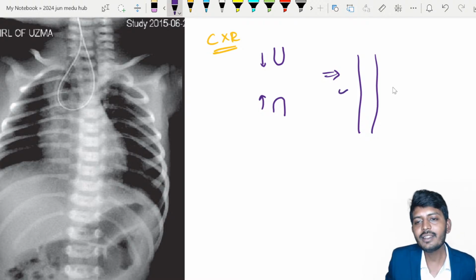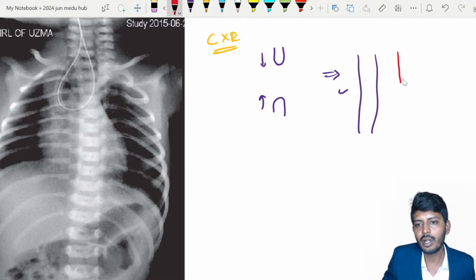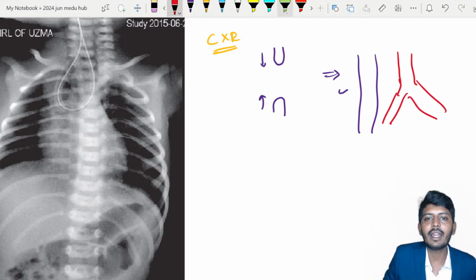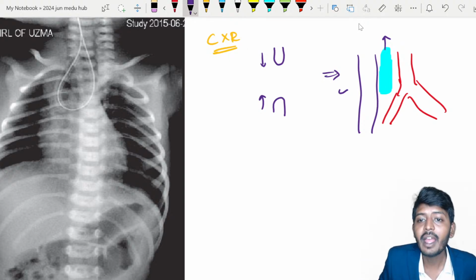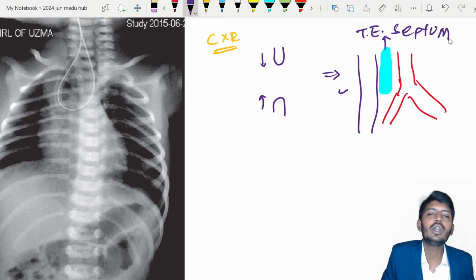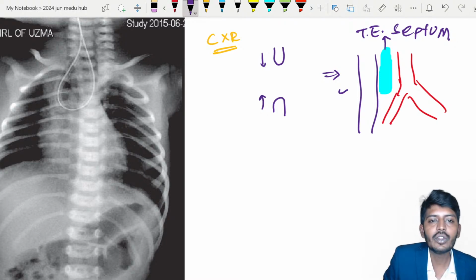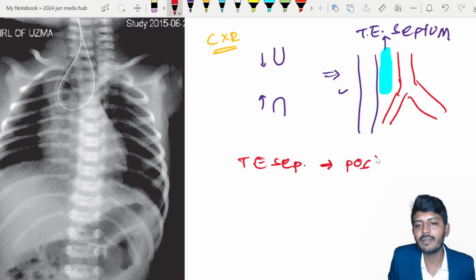Now there is one more structure also developing here. What is that? Yes, the trachea is also developing. So between the trachea and esophagus, we have something called the tracheoesophageal septum. All this is occurring when you are in the mother's womb. During the development I am speaking, we will call it the tracheoesophageal septum. Now this septum will have a posterior deviation.